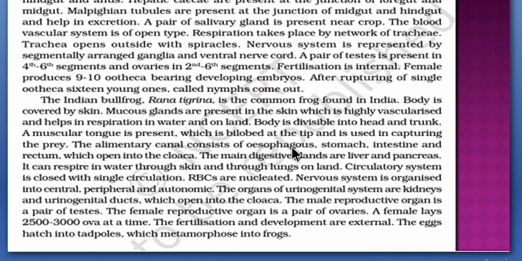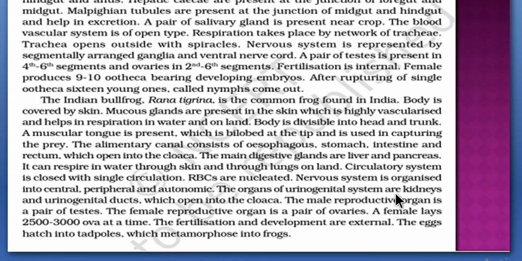The alimentary canal consists of esophagus, stomach, intestine and rectum, which open into the cloaca. The main digestive glands are liver and pancreas. It can respire in water through skin and through lungs on land. Circulatory system is closed with single circulation. RBCs are nucleated. Nervous system is organized into central, peripheral and autonomic.